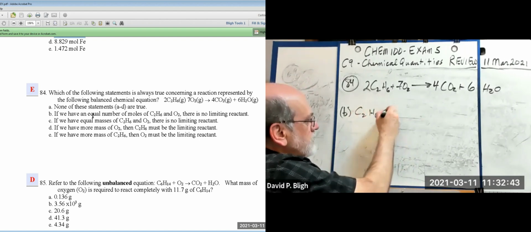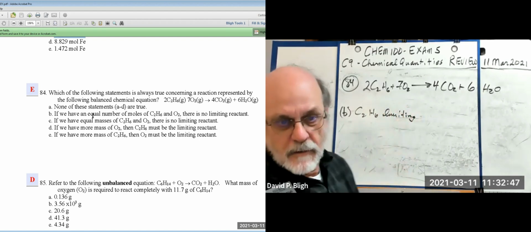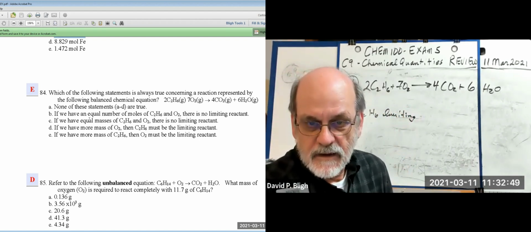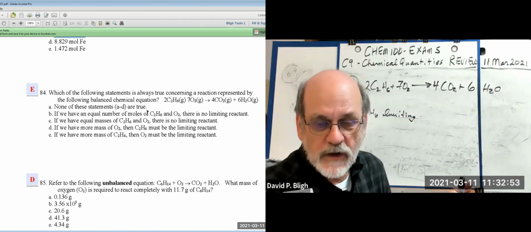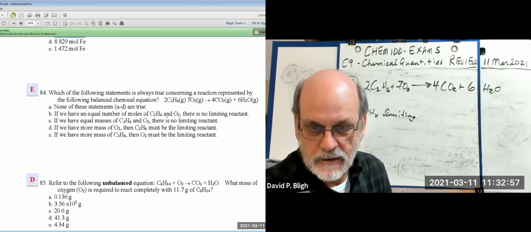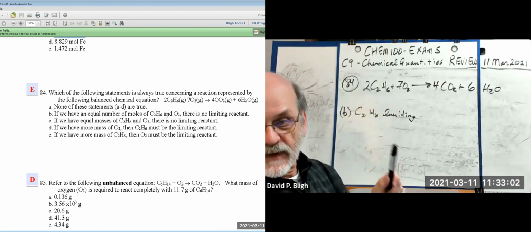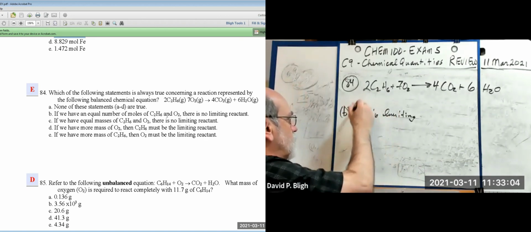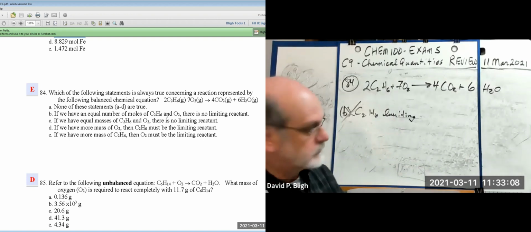C2H6 is limiting. What B is saying is if there's no limiting reactant, then equal number of moles, 1 to 1, is stoichiometric. But the stoichiometry is 2 to 7. So B is false. It cannot be true.